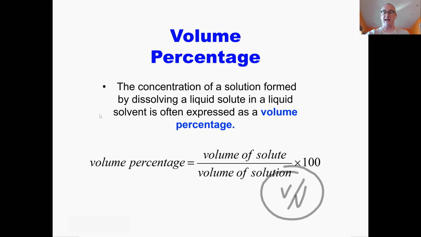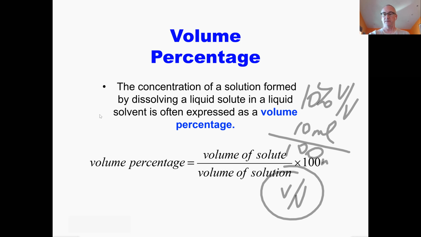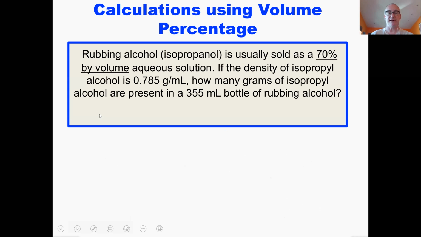So if it's 10% V to V, that means that it's 10 mLs of solute in 100 mLs of solution. So 10% of the volume is a specific thing. I think the example that's given here, yeah, it's also isopropanol. It's usually given as 70% by volume, and I've seen sometimes it's 80%, but it's usually around 60 to 80% by volume aqueous solution.